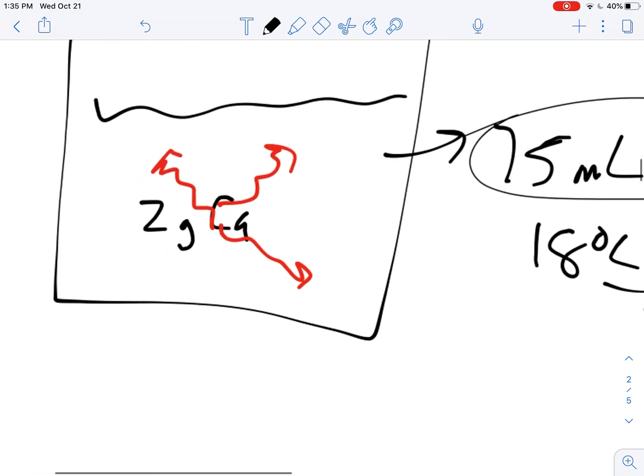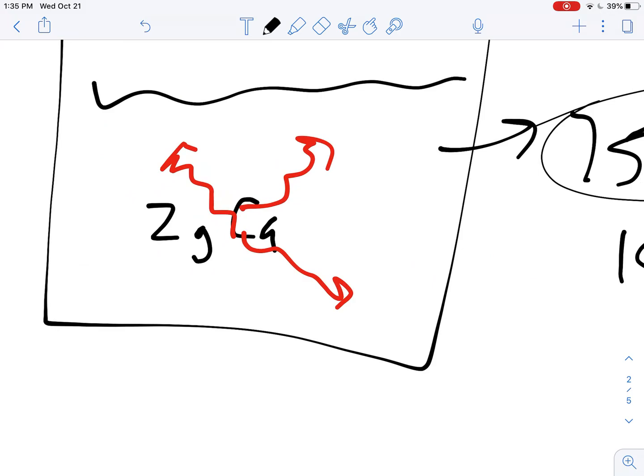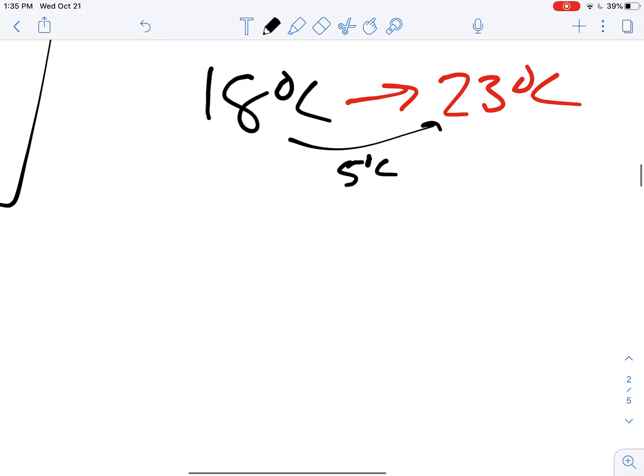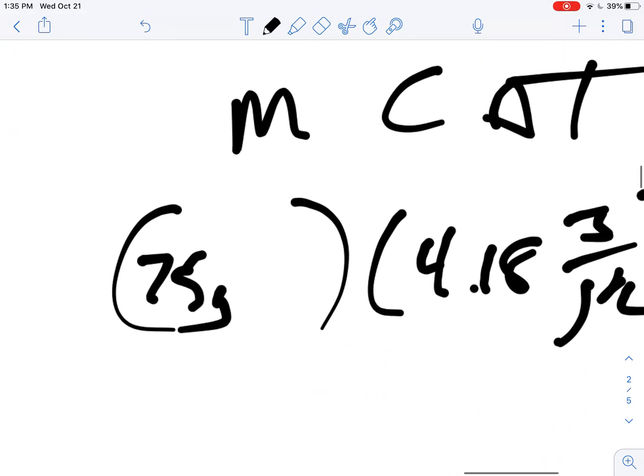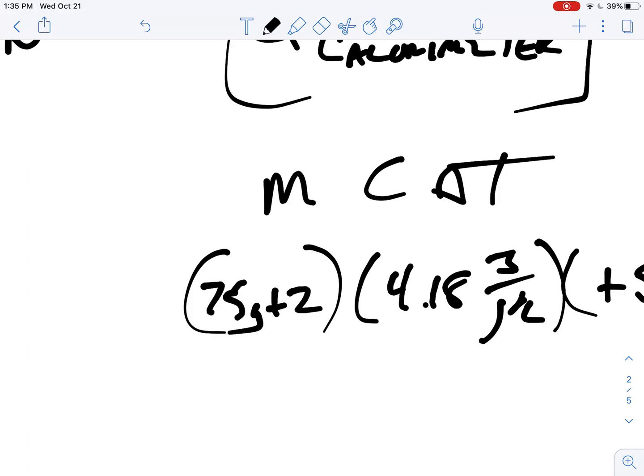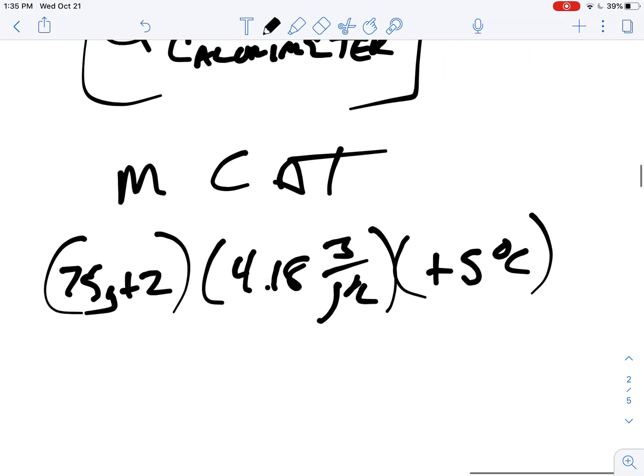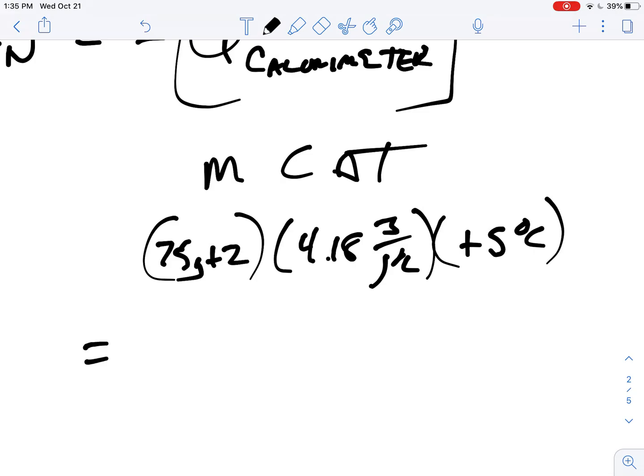Except, don't forget the 2 grams of calcium. The 2 grams of calcium is in the calorimeter as well, so we have to include that because its temperature is changing as well. So instead of 75 grams, you need to make sure that you add 2 to that to get the 77 grams that includes all of the reactants that are there. So what you've got here is your 77 times the 4.18 times the 5, and so you end up with 1609 joules by multiplying all 3 of those together.